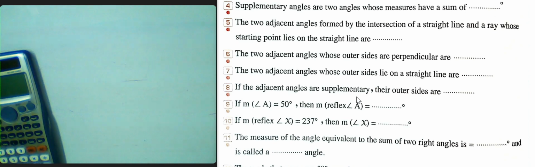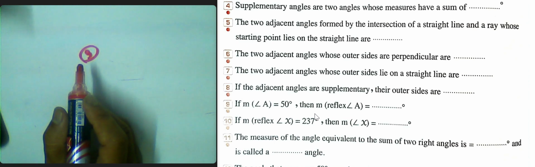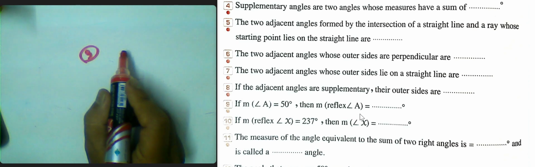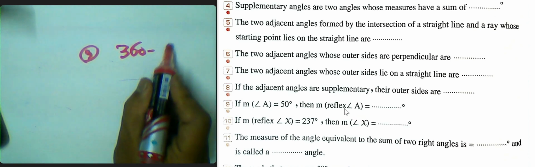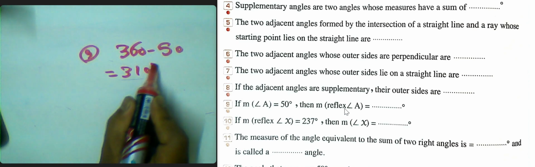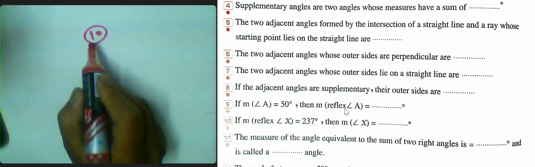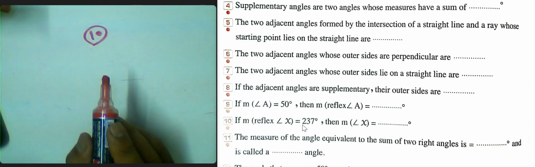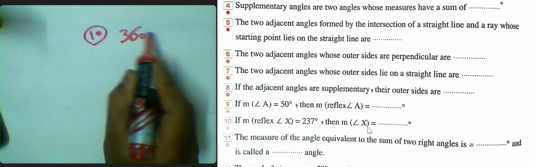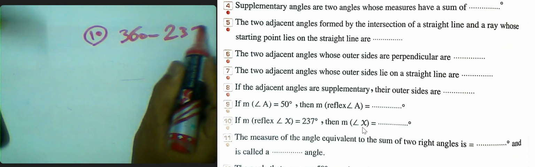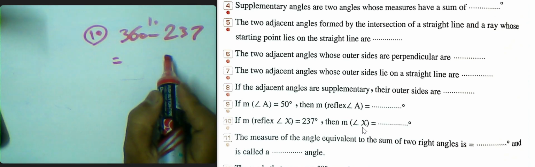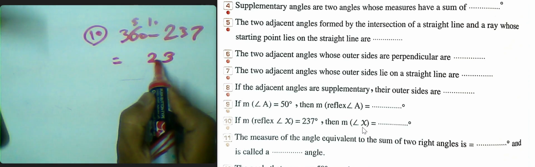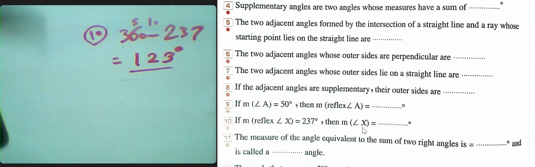Next example. Question number 9: if the measure of angle A equals 50 degrees, then the reflex of angle A will be 360 subtracted by 50. The result will be 310 degrees. Question number 10: if the reflex angle is 237 degrees, then the measure of angle X is 360 subtracted by 237, and the result will be 123.